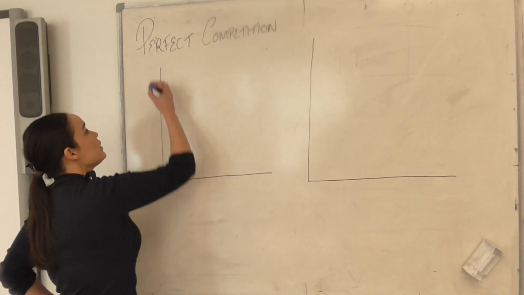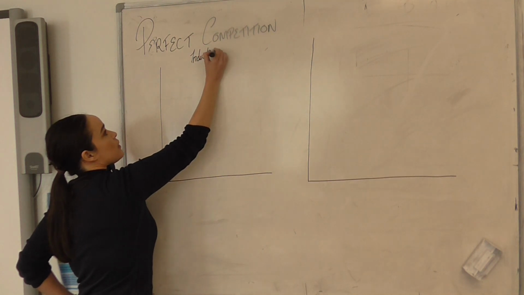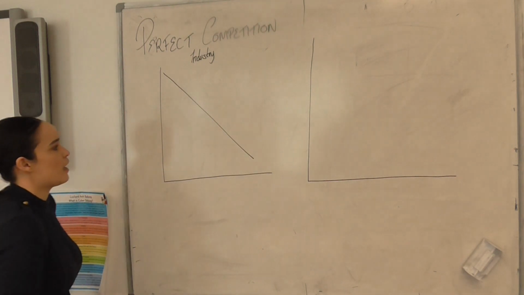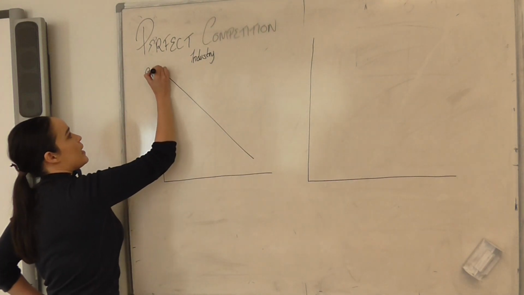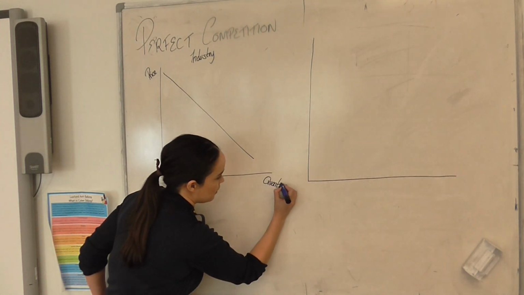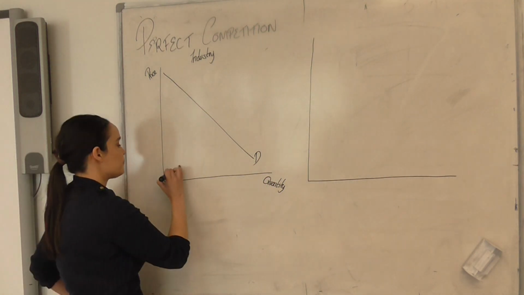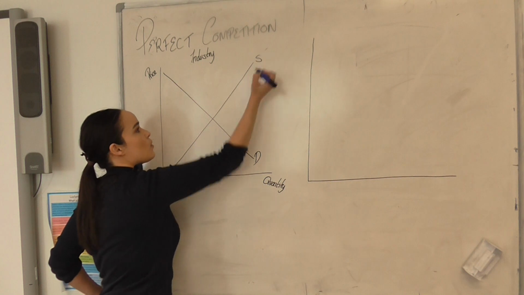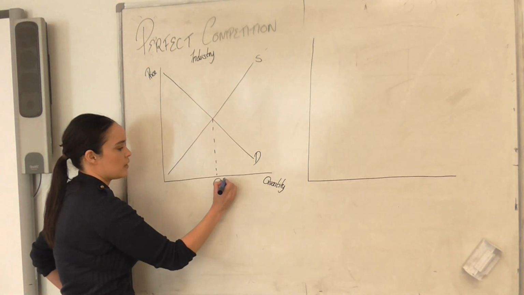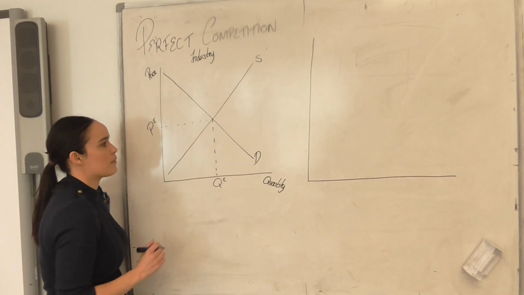So we presume that when we look at the industry, it has a downward sloping demand curve. Make sure that we label our axes. And an upward sloping supply curve, as always, and therefore we've got a quantity equilibrium and a price equilibrium.